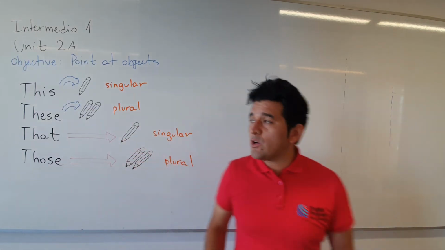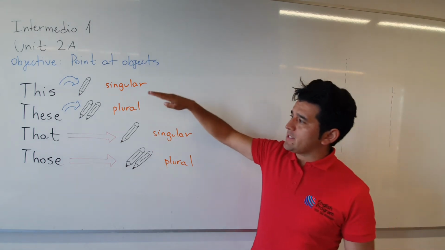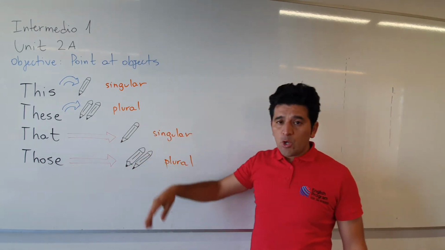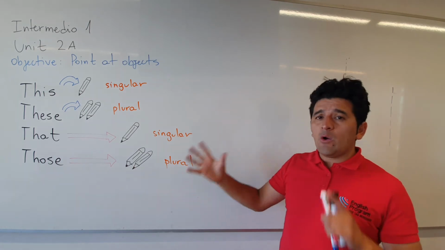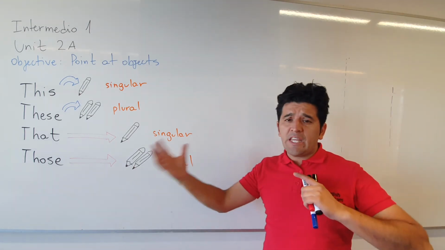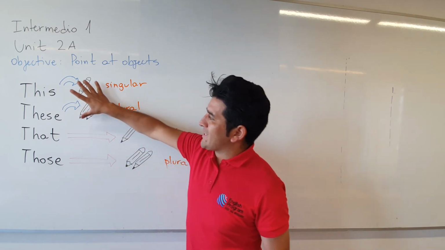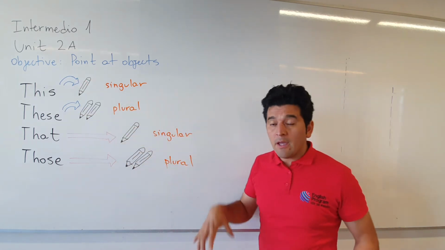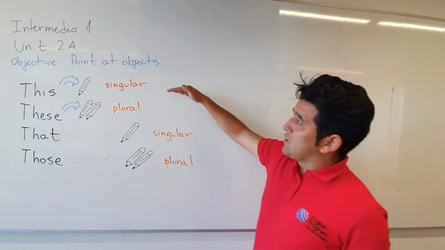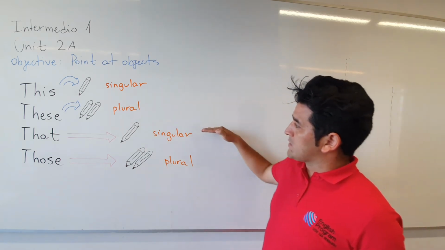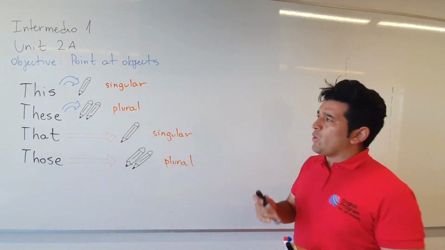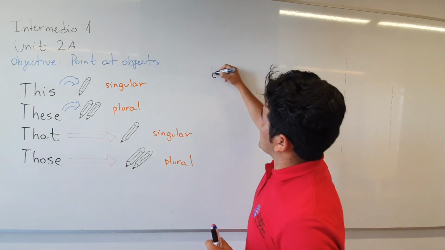Okay, now we are going to continue talking about this, these, that, and those. But now we are not going to talk about if they are near or far. We know near, far, far. Esto es tan cerca y esto es tan lejos. Okay? But now we are going to pay attention to the use of singular and plural. Singular and plural. Okay, what happens if we want to use the verb to be?